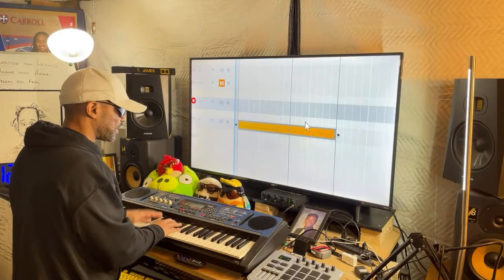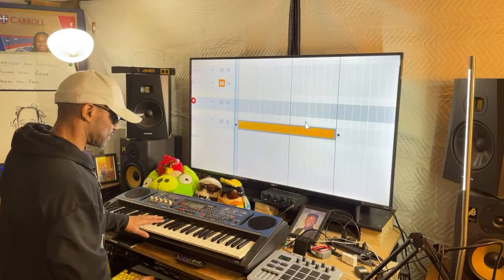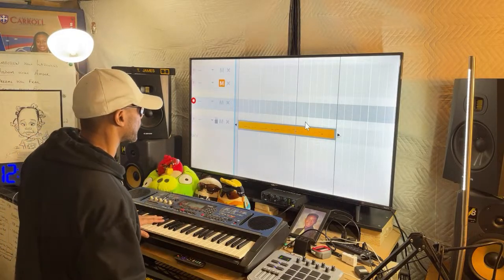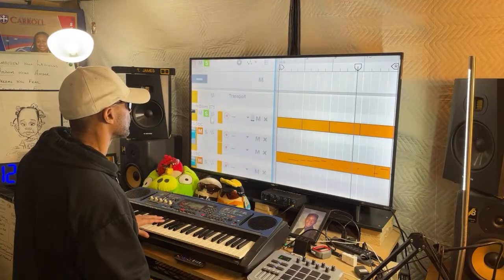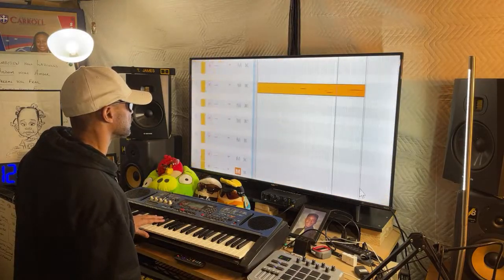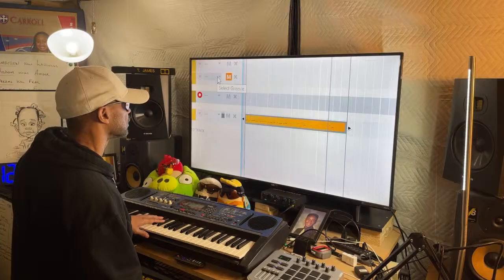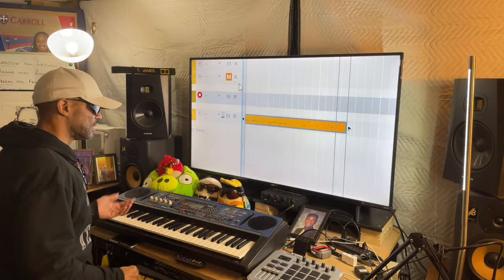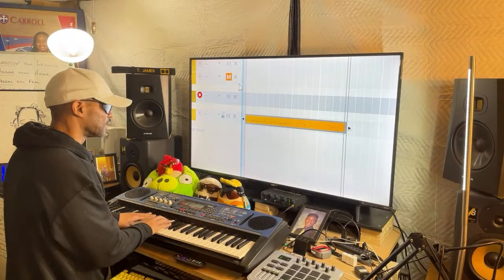And when it comes to playing along, like if I'm playing with this bass, let's just do it with the bass. So just with this bass. I'm listening to it and I'm playing.